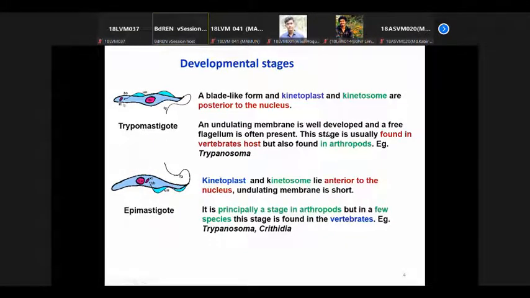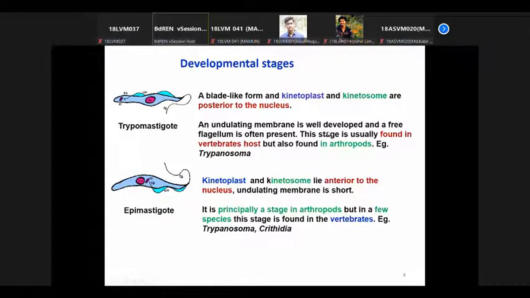Kinetoplast and kinetosome are posterior to the nucleus. The nucleus, like a red-colored nucleus, is at the posterior part. Here are the kinetoplast and kinetosome.